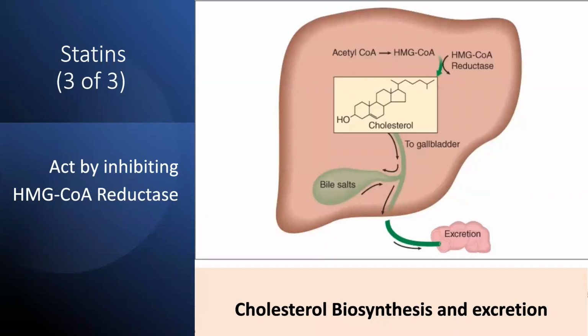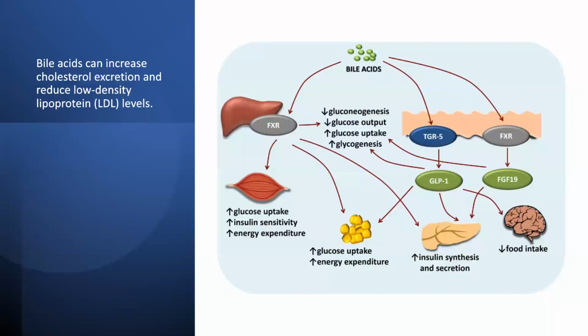The statins act by inhibiting the HMG-CoA reductase enzyme in the body. What happens here? If you see in this picture, acetyl-CoA combines with HMG-CoA, and the HMG-CoA reductase inhibitor will go to the cholesterol, and then from the gallbladder it goes to the bile salt, and from the bile cells it goes out for excretion. So this is how these drugs act, and they take the fats and the extra lipids out of the body via excretion. Then the bile acids can increase the cholesterol excretion and reduce the low density lipoprotein levels.